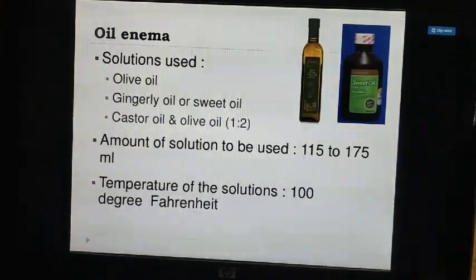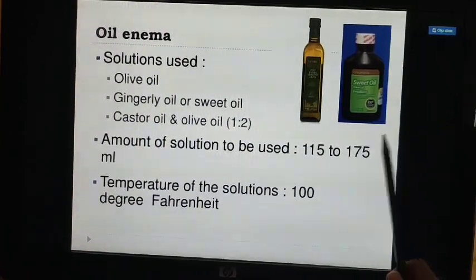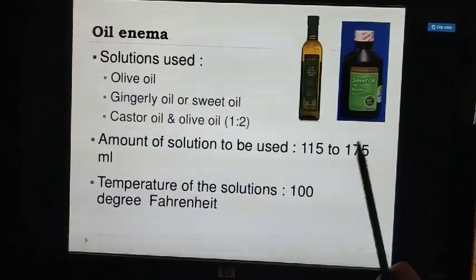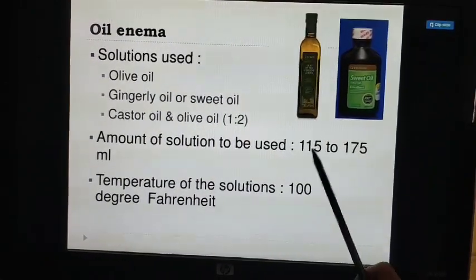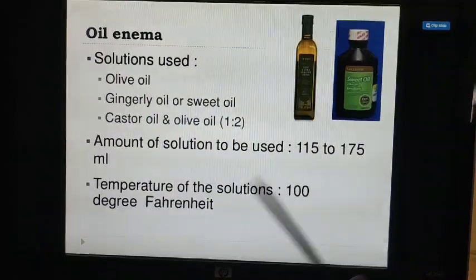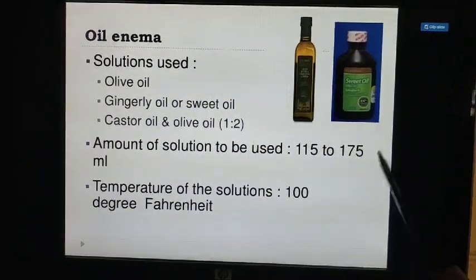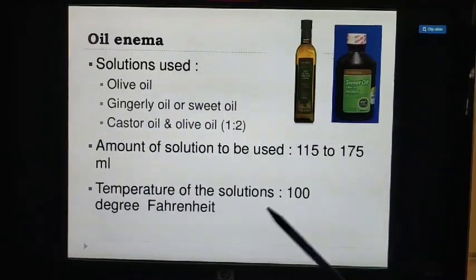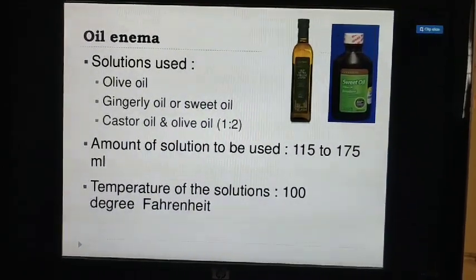Okay, how much should the amount of solution be? 100 to 150 ml we can say, otherwise 115 to 175 ml we have to administer. Less than this, no action will happen. Clear? More than this is also dangerous. We have to maintain between 115 and 175 ml. Then the temperature of the solution should be 100 degrees Fahrenheit. A warm oil we have to introduce.